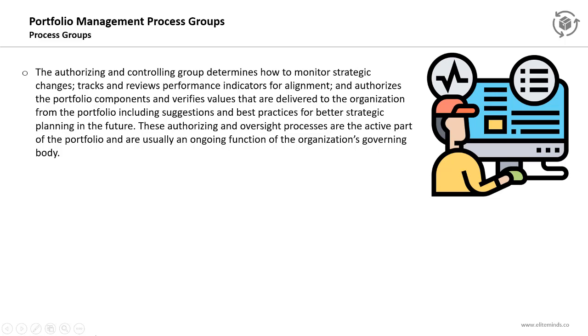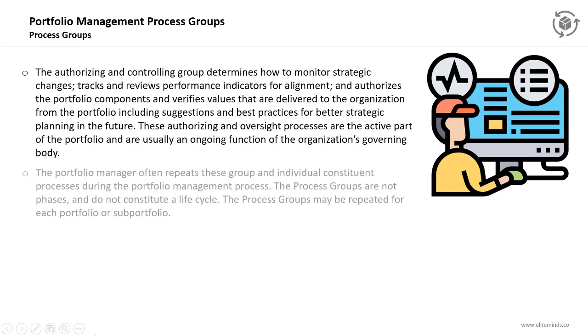These authorizing and oversight processes are the active part of the portfolio, and they are usually an ongoing function of the organization's governing body. The portfolio manager often repeats these group and individual constituent processes during the portfolio management process. These processes are iterative. There will be a lot of interactions. Some of the processes will be conducted more than one time.